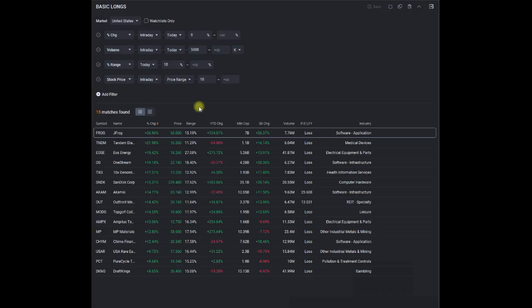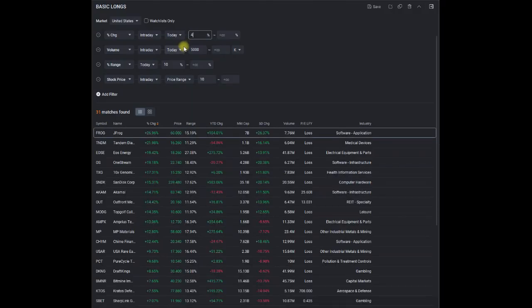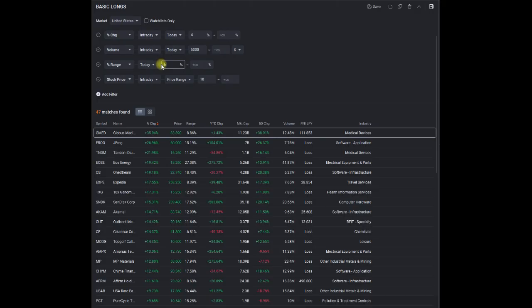So if I have 15 matches, fine. Let's say right now it's midday and I have only 6 matches. So I'm lowering my criteria, let's say the percentage move from 8 to 4, or the trading range from 10 to 6. You can clearly see how many stocks are being added.